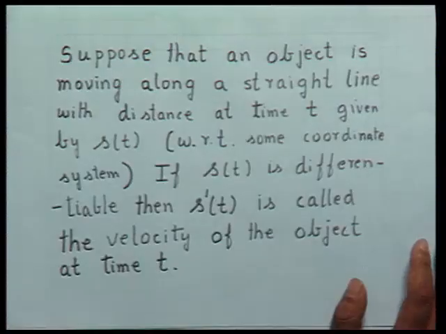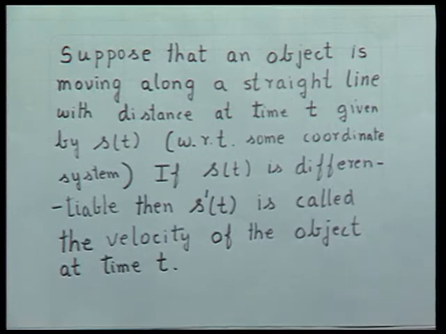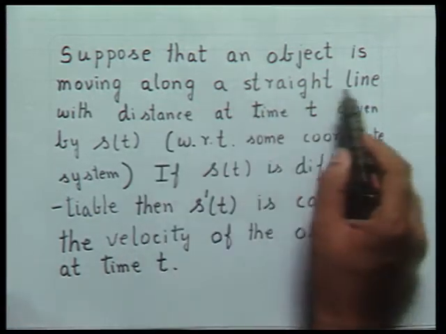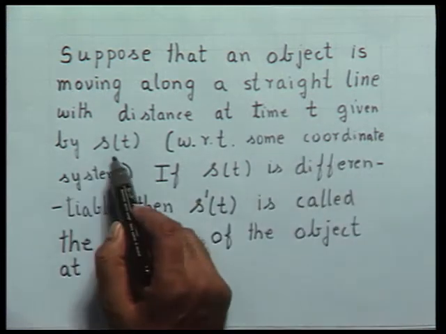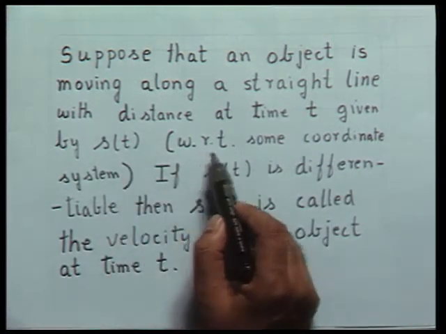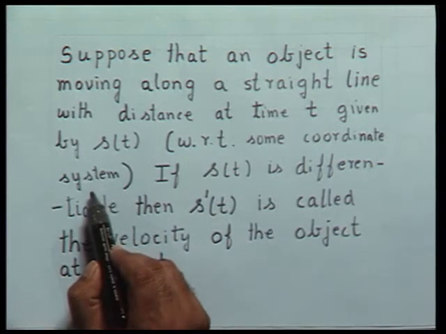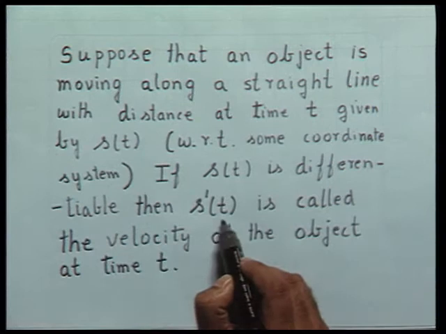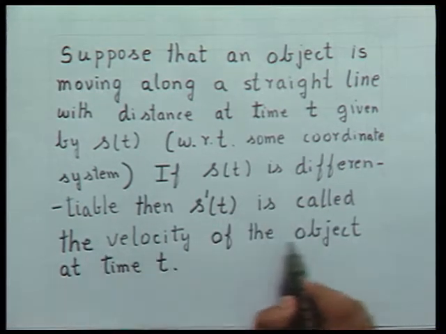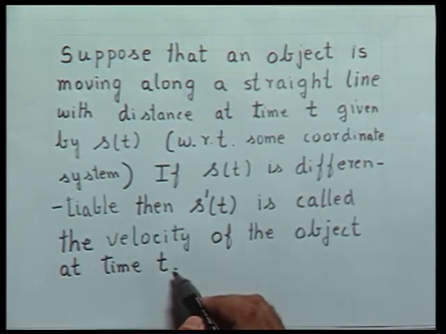Let me fix this properly. I have this written down for you over here. Let's take a look at that. Suppose that an object is moving along a straight line with distance at time t given by s(t). This is with respect to some coordinate system. If s(t) is differentiable, then s'(t) is called the velocity of the object at time t.